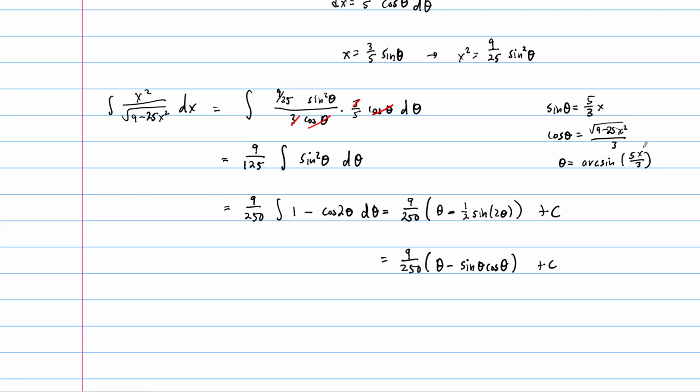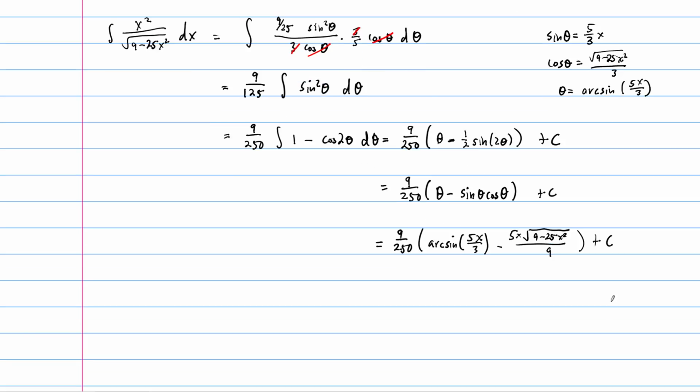Now we just put this all back in here, and we get 9 over 250 times the arcsine of 5x over 3, minus the product of these two. This ends up being 5x times the square root of 9 minus 25x squared, all over 9. I need to squeeze an x in there, so this should be 5x.